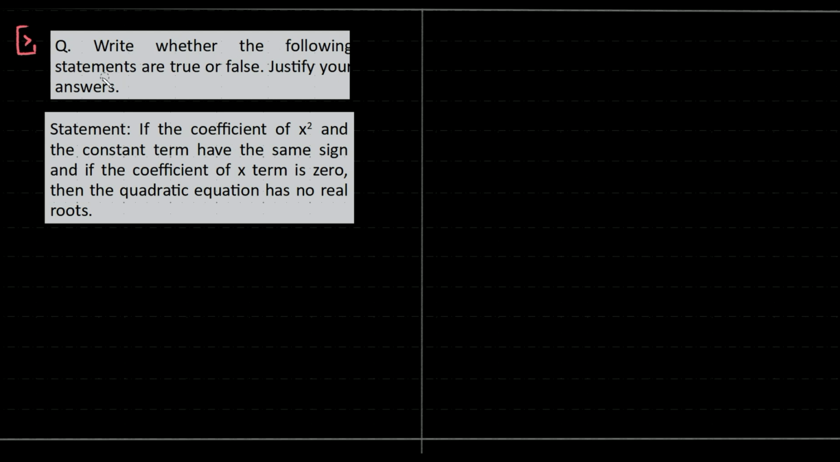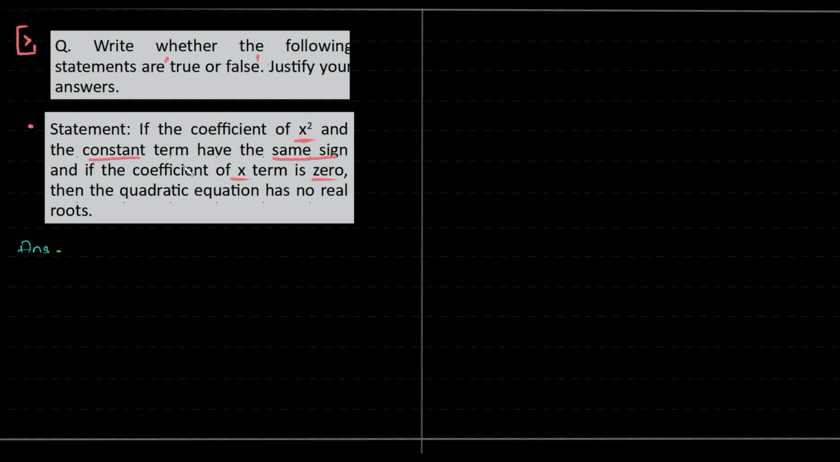Write whether the following statement is true or false. Justify your answer. The statement is: if the quotient of x square and the constant term have the same sign, and if the quotient of x is 0, then the quadratic equation has no real roots. If you know that it's false, you can directly give an example and prove it. If it's true, you have to prove it using variables, not numericals.